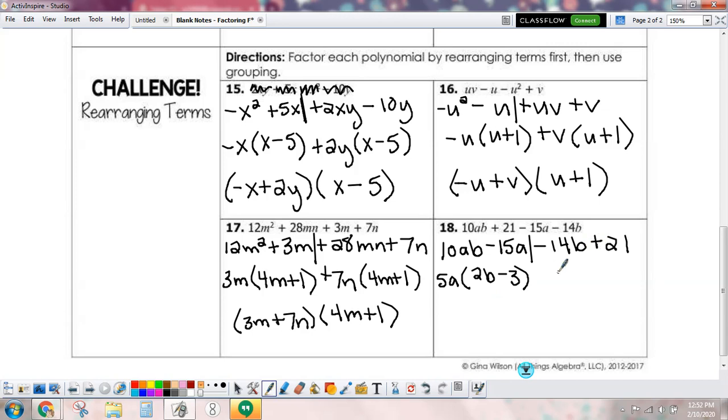And then on this side, I'm pulling out a negative 7. And I'm left with 2B minus 3. And then I have 5A minus 7 and 2B minus 3.